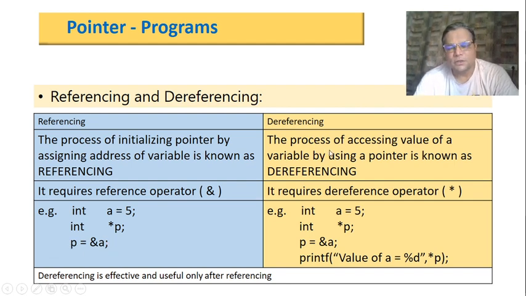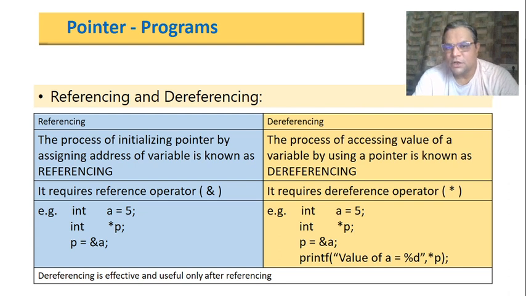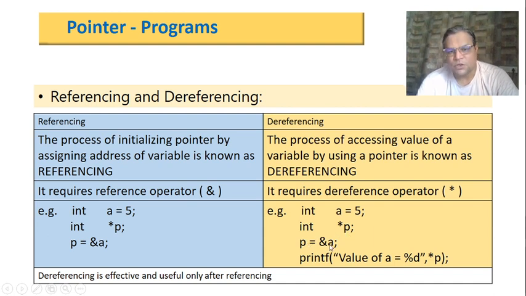Then what is dereferencing? The process of accessing the value of a variable by using a pointer is known as dereferencing. So getting the value of the variable by using a pointer is dereferencing, and it requires a dereference operator. The symbol of the dereference operator is star, the asterisk. Let us see the example. I can write int a is equal to 5. Then I can declare a pointer p for the integer data type. Then I perform referencing first, that is p is equal to &a. This is known as referencing.